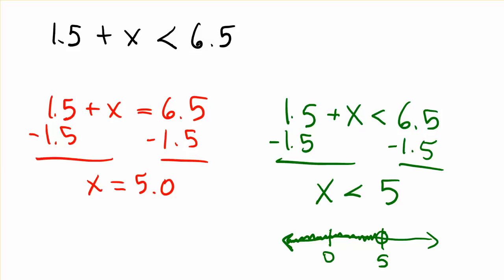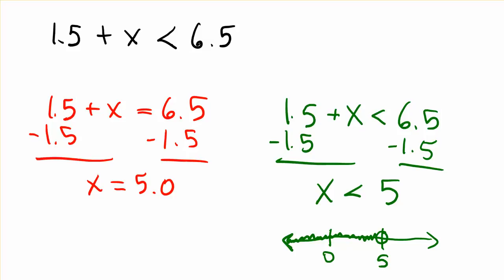And note that there are an infinite number of answers. -2, that's an answer because -2 is less than 5. 0 is an answer because 0 is less than 5. 4.99, that's an answer because that's less than 5. But we can't have 5, so that's why we have an open circle there, and we don't shade anything to the right of 5.